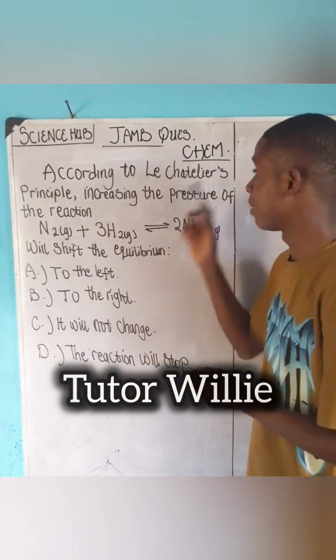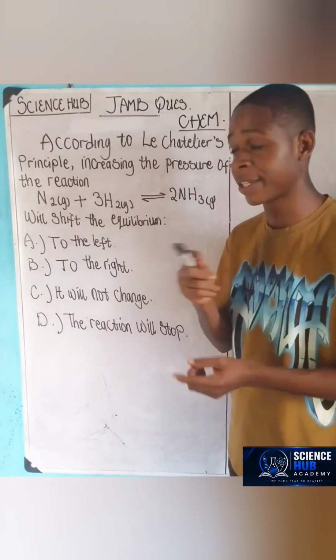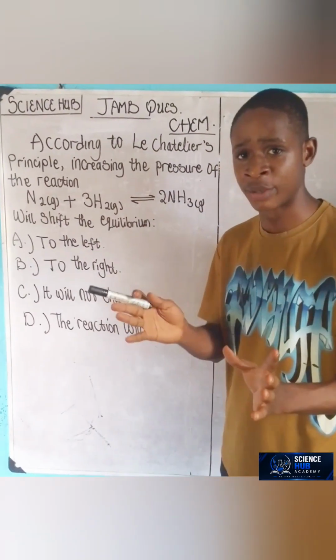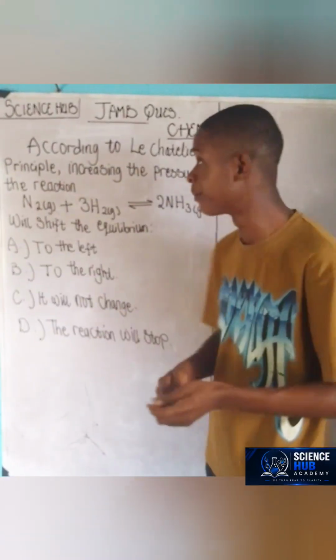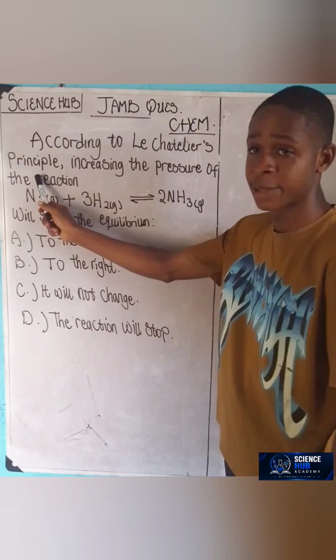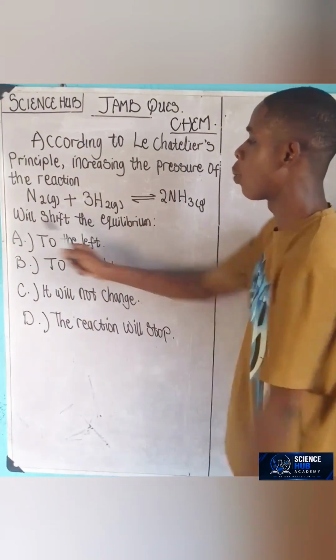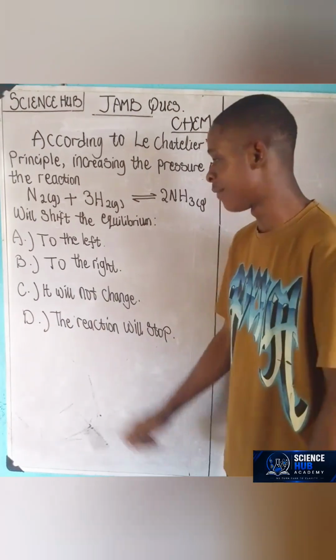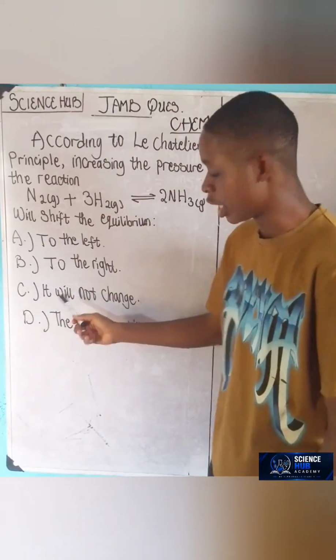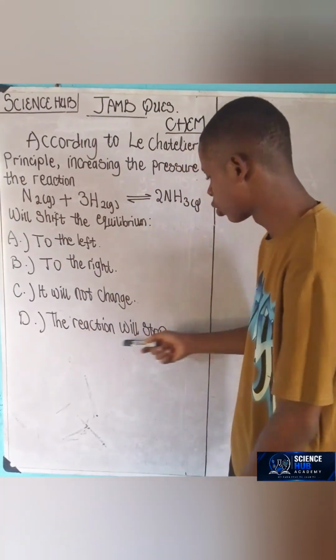Now today we want to look at the chemistry question. It's a past question, specifically a JAMB past question. Now let me take the reading of the question. The question goes this way. According to Le Chatelier's principle, increasing the pressure of the reaction below, this is the reaction, will shift the equilibrium: A, to the left; B, to the right; C, it will not change; D, the reaction will stop.